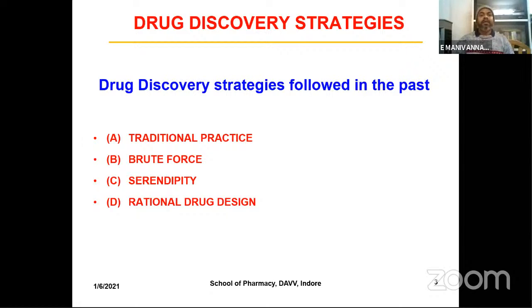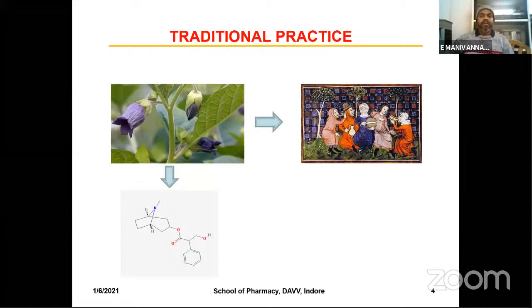Before entering into virtual screening approach, the traditional practice. The example is atropine, an alkaloid discovered from Atropa belladonna. This alkaloid is obtained from the Atropa belladonna plant species. Belladonna indicates it is an Italian origin name.